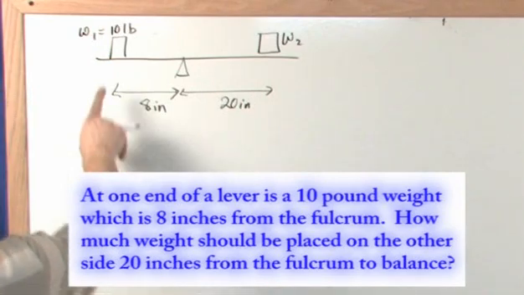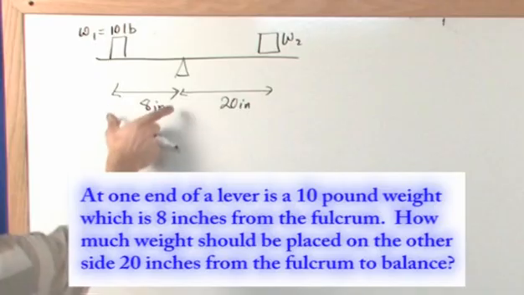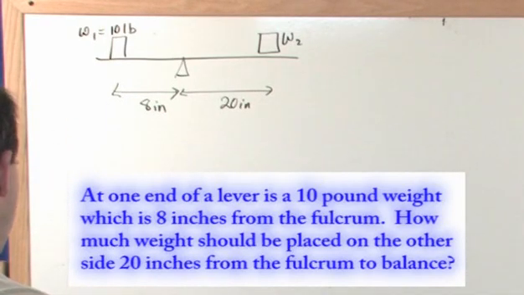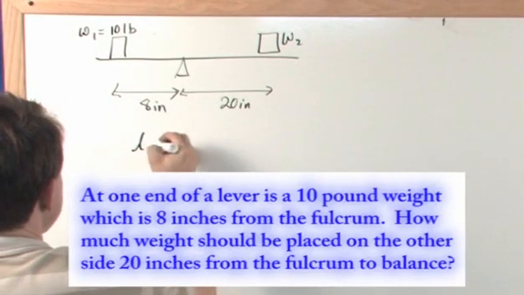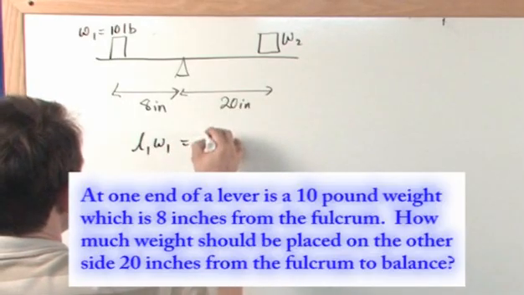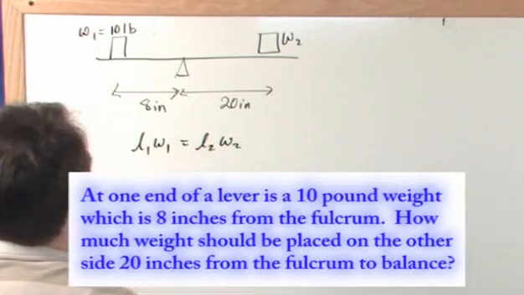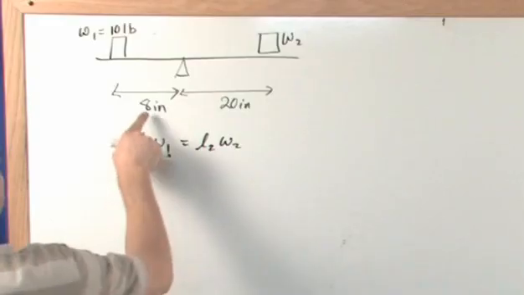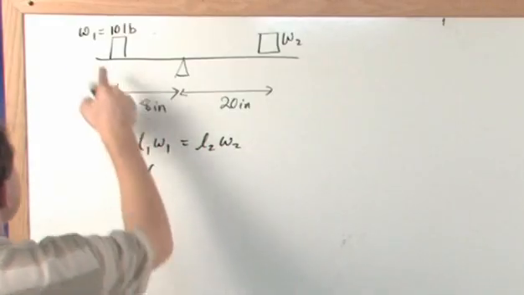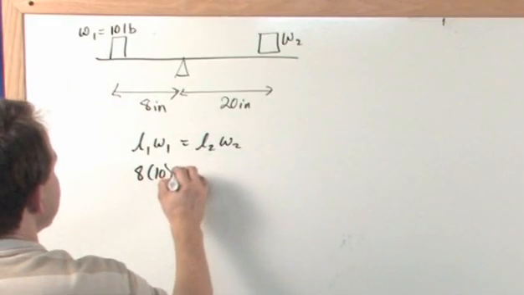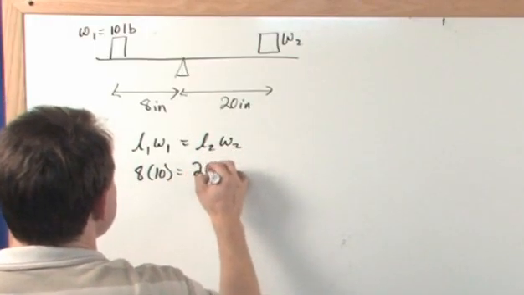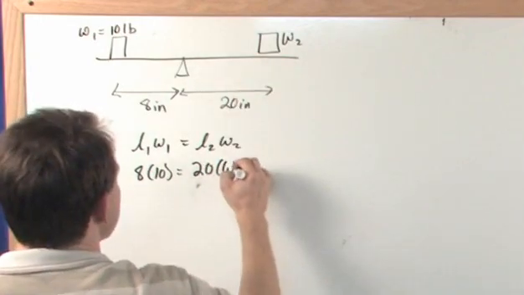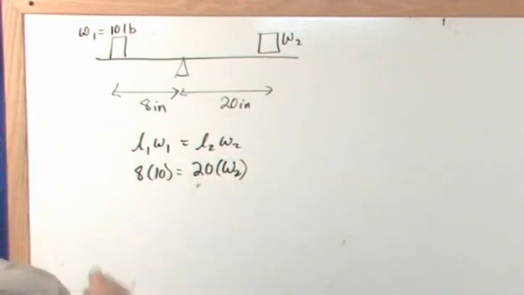At one end of a lever there's a 10-pound weight, which is 8 inches from the fulcrum. How much weight should be placed on the other end, 20 inches from the fulcrum, to balance the lever? So our balance condition is L1 times weight 1 is equal to L2 times weight 2. Very simple. L1 is 8, times the weight 1, which is 10, is equal to L2, which is 20, times the weight 2, which is something we don't know. So we're using our balance condition here.